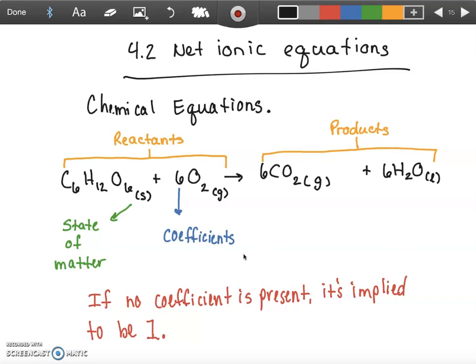The numbers that appear in front of each substance in a chemical equation is known as the coefficient, and remember, coefficients are molar amounts. And if you do not see a coefficient in front of a substance like over here, it's implied to be 1. So in essence, what this equation is saying is we have an implied 1 mole of C6H12O6 reacting with 6 moles of oxygen to produce 6 moles of carbon dioxide and then 6 moles of water.